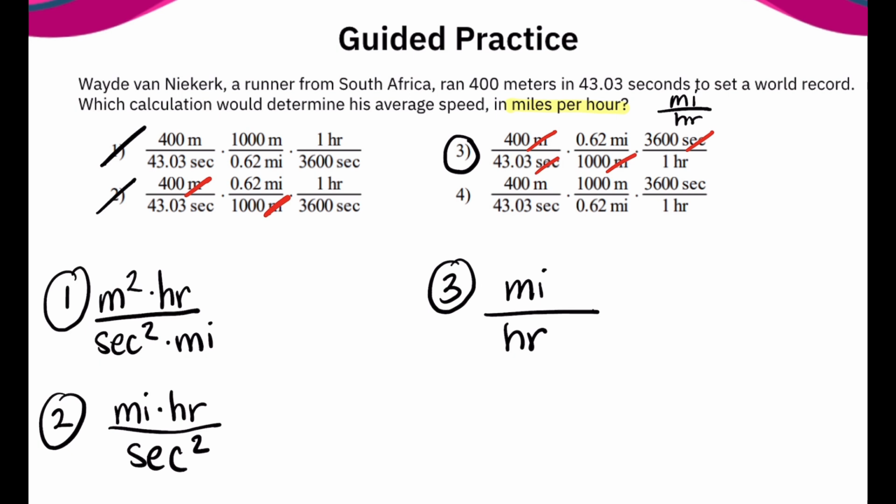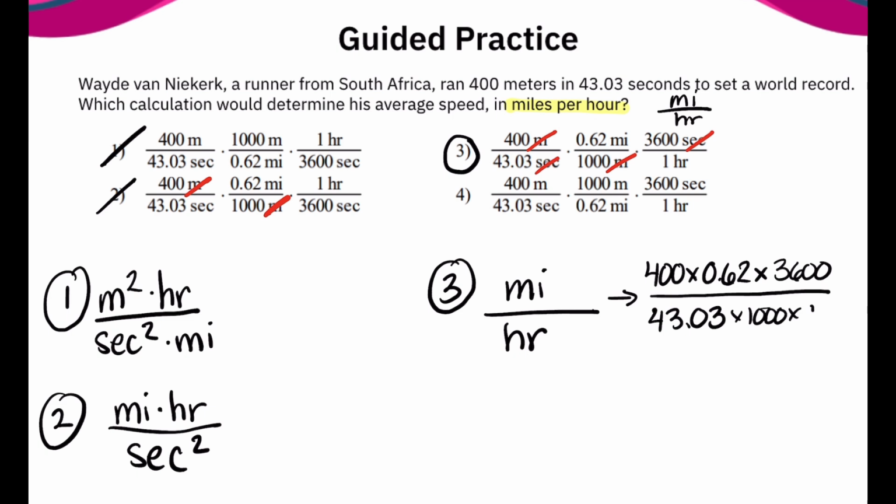Remember, they're not asking us to solve this. If they were, though, if they said what would the final rate be, and in Algebra 1 they're not asking that right now, could we find the answer? Yes. We would just have to do 400 times 0.62 times 3600 over 43.03 times 1000 times 1. And you could do both of those on the calculator, and you can actually multiply across and then simplify that number. But that's not what they're asking in this case. They are literally just asking which is going to give us that rate.